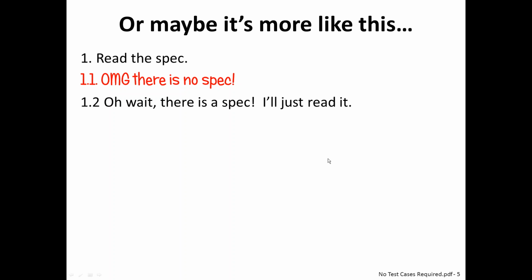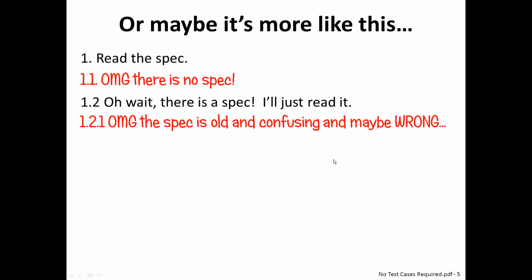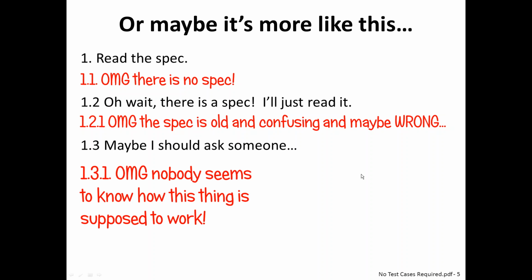And that's okay. We just read that spec, and we have a look at it, and then we realize, oh my God, it's old and it's confusing and it's out of date, and then maybe it's wrong, and maybe it contradicts itself. Maybe it relates to some previous state of what people knew about the product. So what do we do? Well, maybe the ideal thing to do at that point would be to ask somebody. Go out and ask somebody, and when we walk around the shop and we ask people about the product, the next thing we find out is, oh my God, nobody actually knows how this thing is supposed to work.